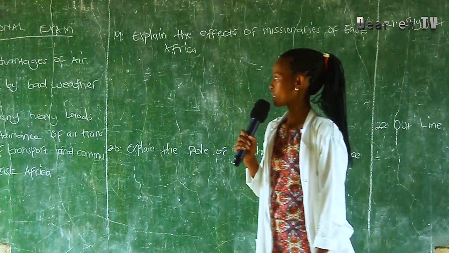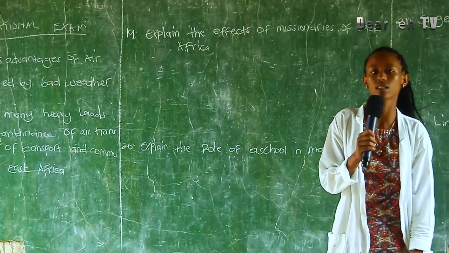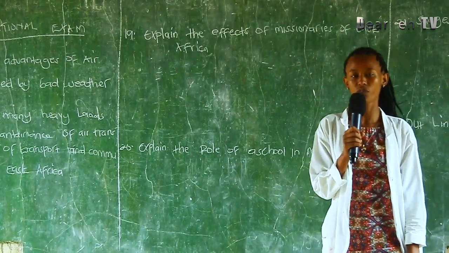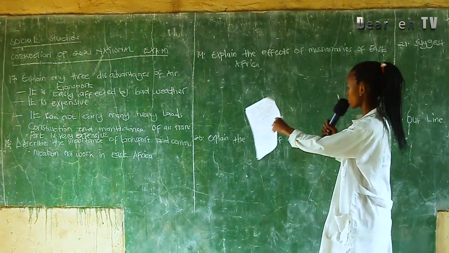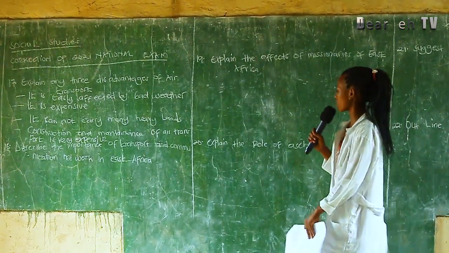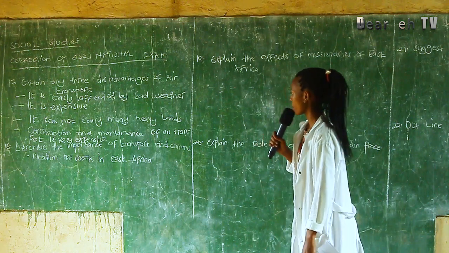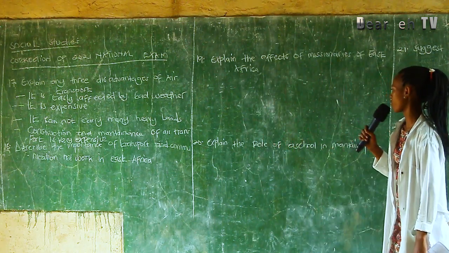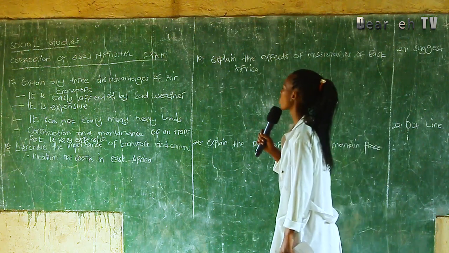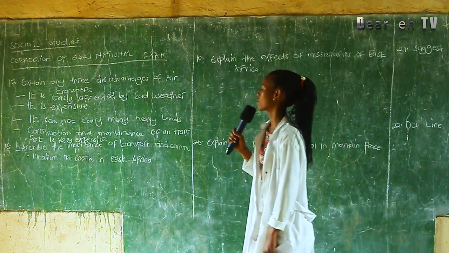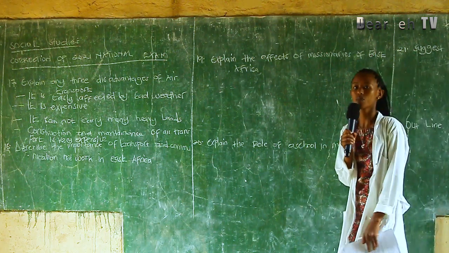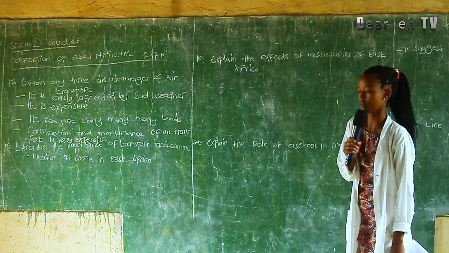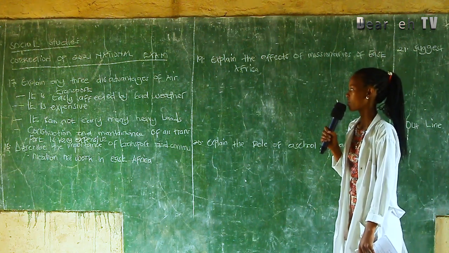So question 17 asked us to explain four disadvantages of air transport. Point number 1, it is easily affected by bad weather. Point number 2, it is expensive. Point number 3, it cannot carry many heavy loads. Point number 4, construction and maintenance of air transport is very expensive. So that was question number 17.